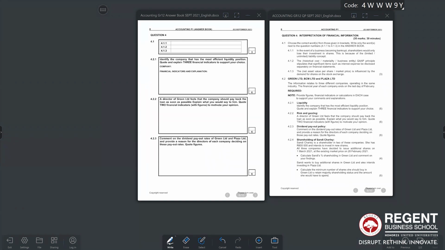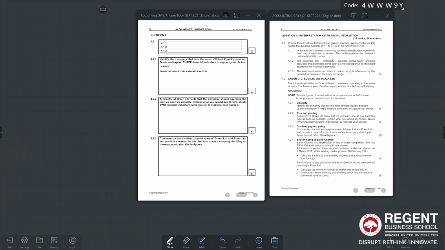Okay, so the first question, they asked you to provide figures, etc. Now, liquidity. Identify the company that has the most efficient liquidity position. Quote and explain 3 financial indicators to support your choice. Now, when they ask you about liquidity, we're going to look at the 3 ratios that you would normally look at.